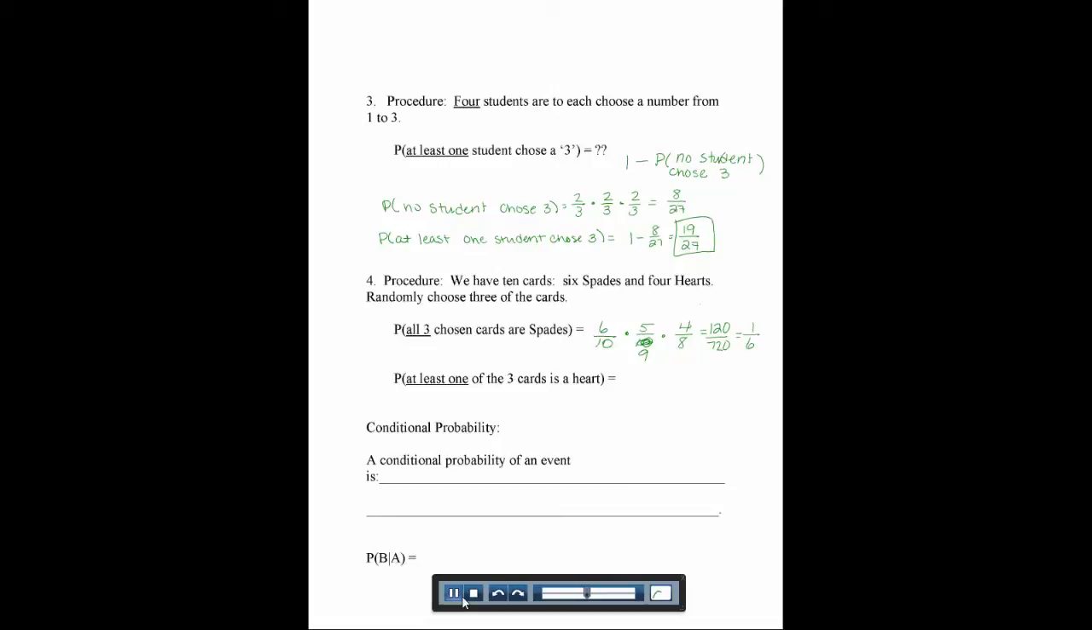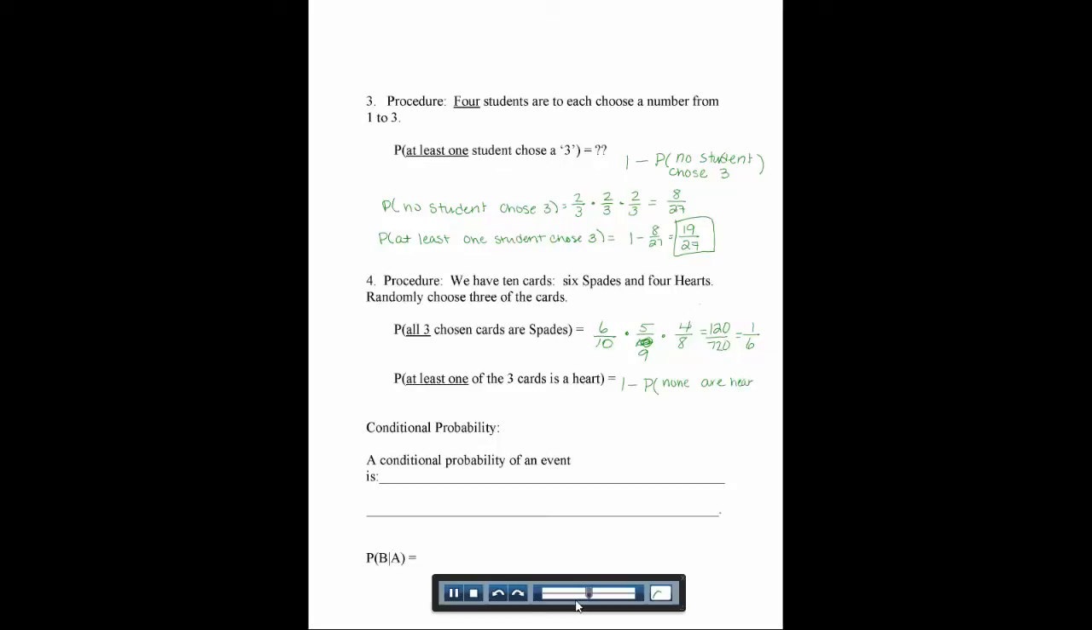Now, to actually do a complement problem, the next part says, what's the probability that at least one of the 3 cards is a heart? Now, at least one is going to be 1 minus the probability that none are hearts.